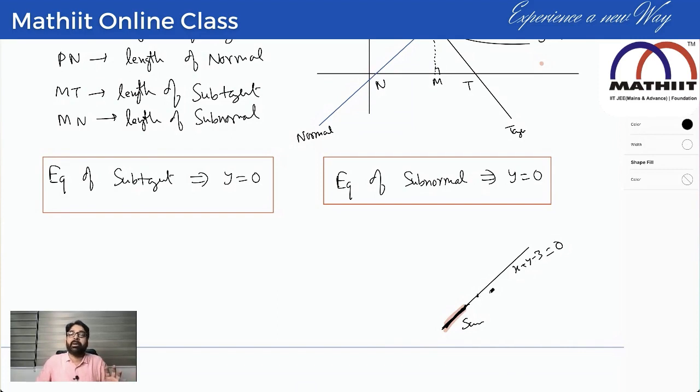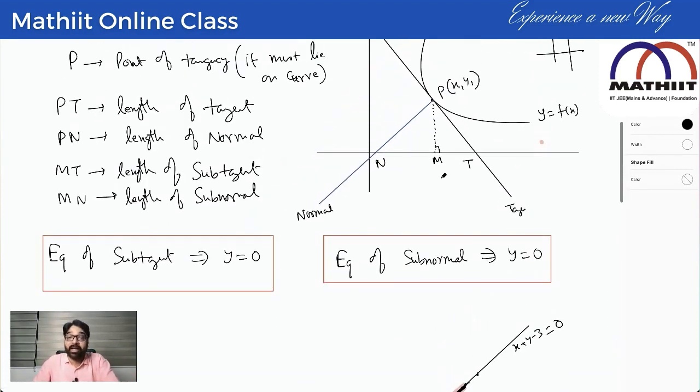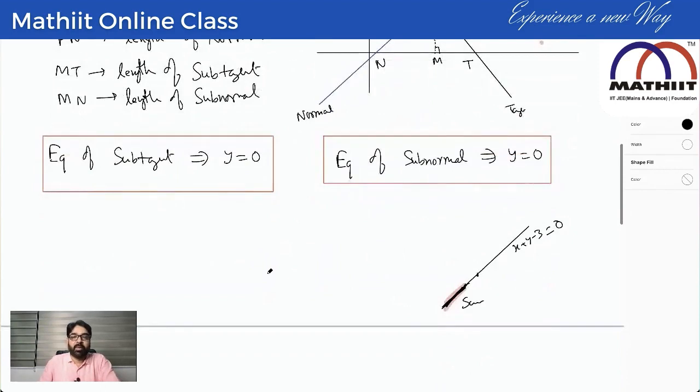So equation never depends on the length of the segment. That is why the subtangent is only this much length. But when we talk about the equation, we have to take the complete line equation. That's why we write y equal to 0. I hope it's clear to everybody. So that is why it comes as y equal to 0.